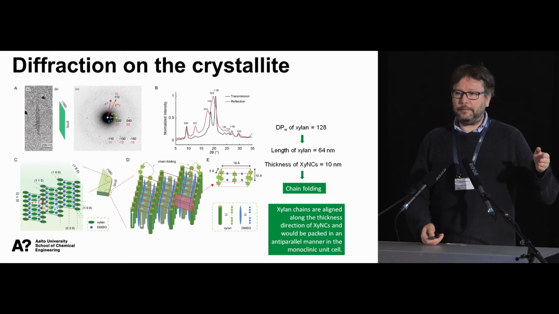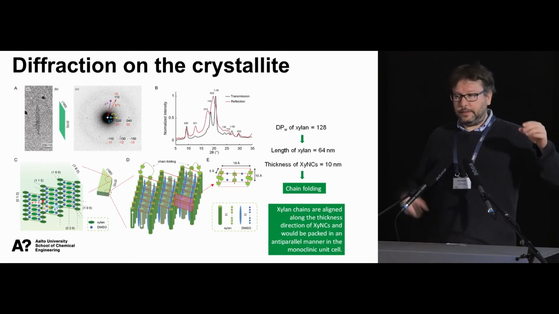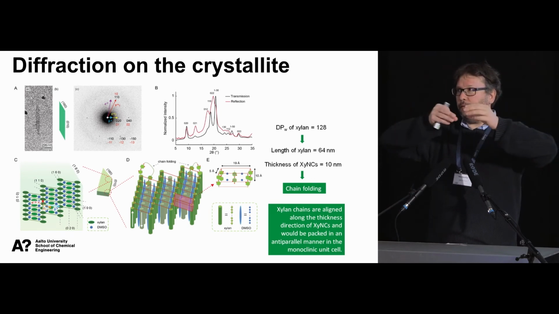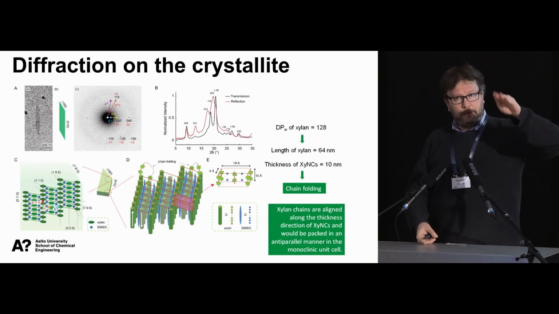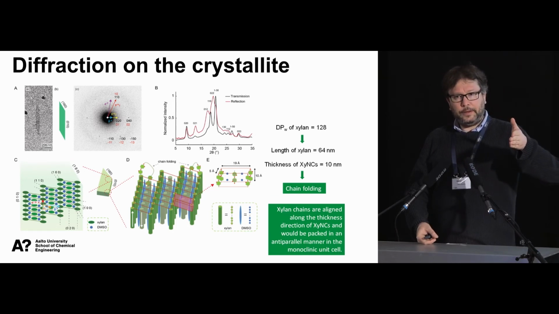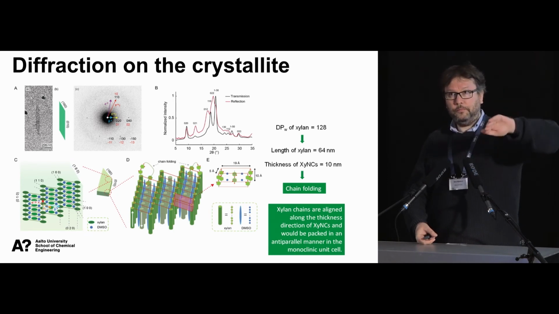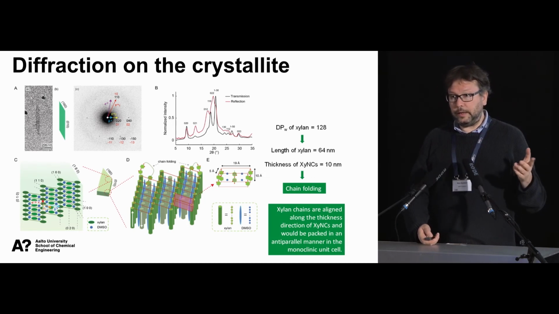what we noticed is that the xylan chains are aligned along the thickness direction of the nanocrystals. So it's like a longitudinal slab, right? And they are aligned on the thickness level. So the chains are perpendicular to the longitudinal direction, and they fold a bit like in a polyethylene crystal, right? And this was rather surprising.